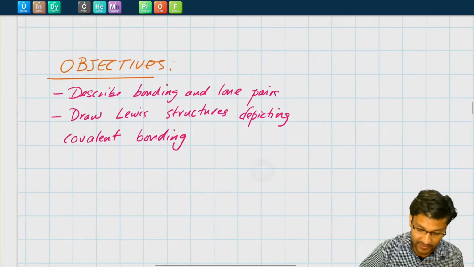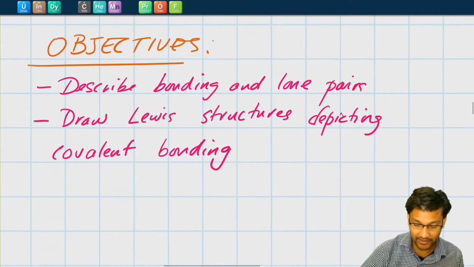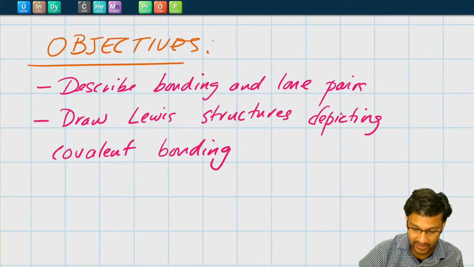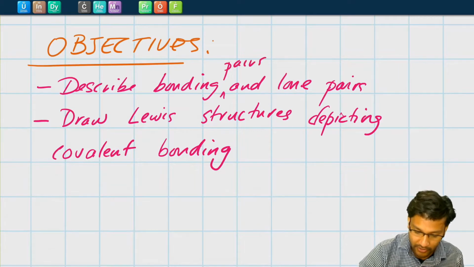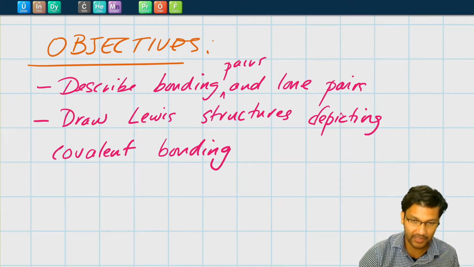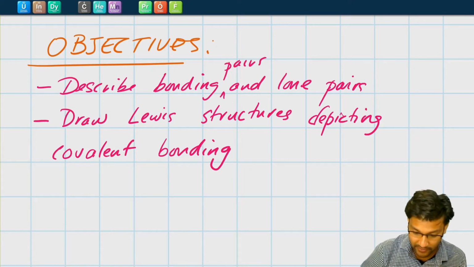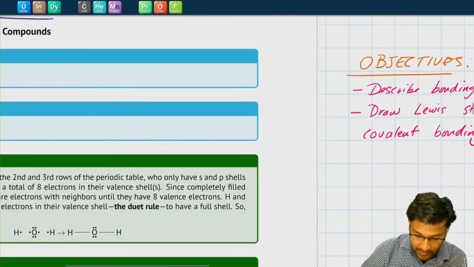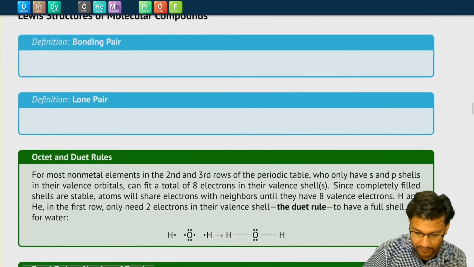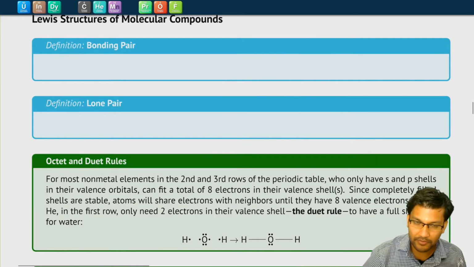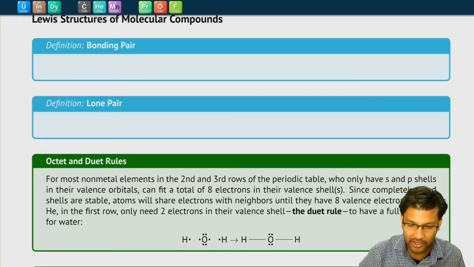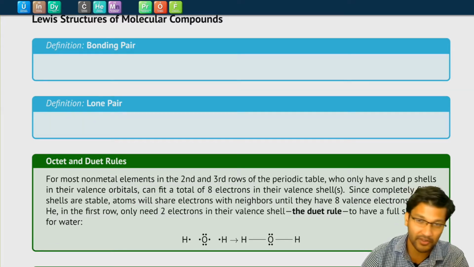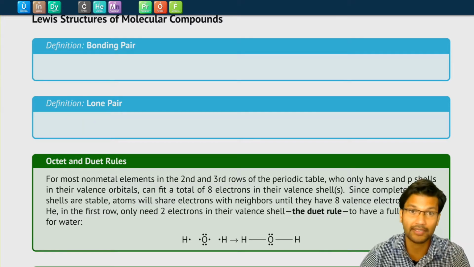By the end of this video, you should be able to describe bonding pairs and lone pairs. And you should also be able to draw the Lewis structures depicting different kinds of covalent bonding. So earlier when we talked about bonding, I mentioned briefly that we talk about sharing a pair of electrons for covalent bonding. And I talked about how a pair of electrons is important, and we're going to talk about it later. Now is later.